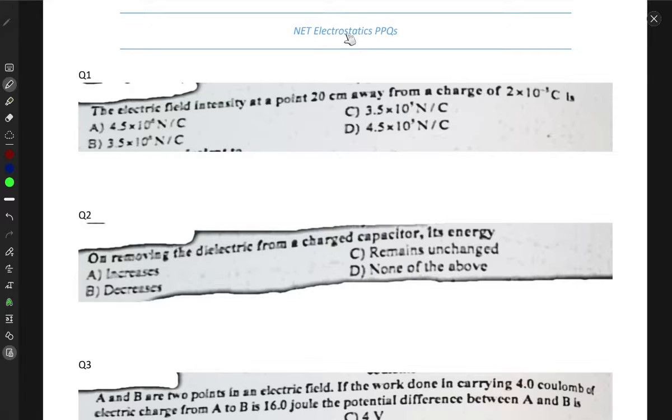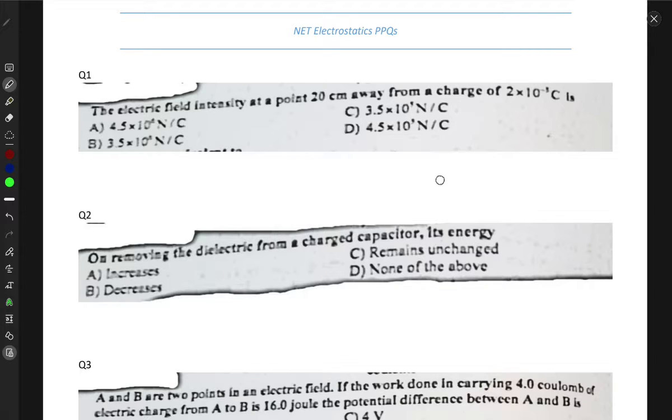Today we'll be continuing with the chapter of electrostatics, and the goal is to solve some of the past paper questions from electrostatics. So here we have question number 1, and it reads: the electric field intensity at a point 20 centimeters away from a charge of 2 times 10 to the power minus 3 coulombs is what? So picture a situation something like that.